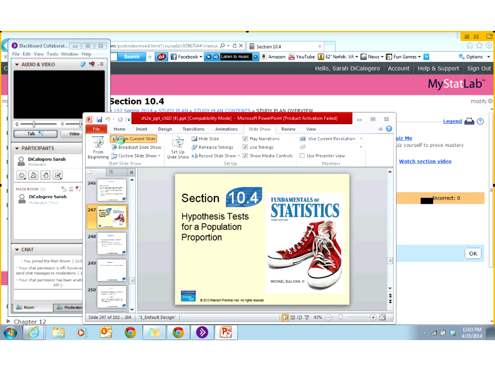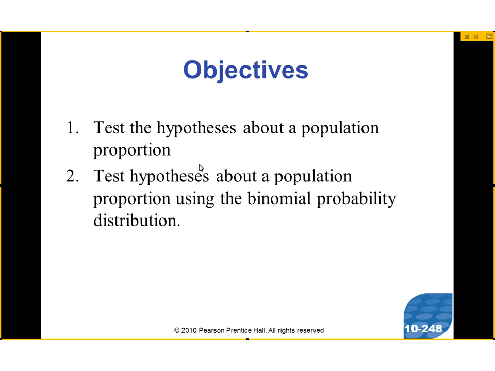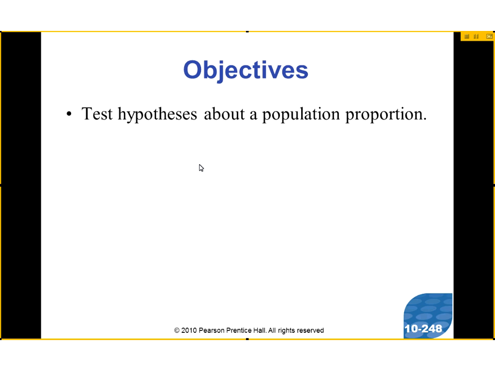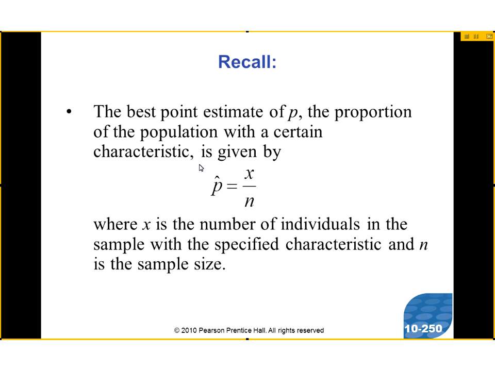All right. So the objectives are to test hypotheses about a population proportion using the binomial probability distribution. Anytime we look for a point estimate of the population proportion, it is x over n, where x is the number of individuals that have the trait over the total number of individuals in the sample.